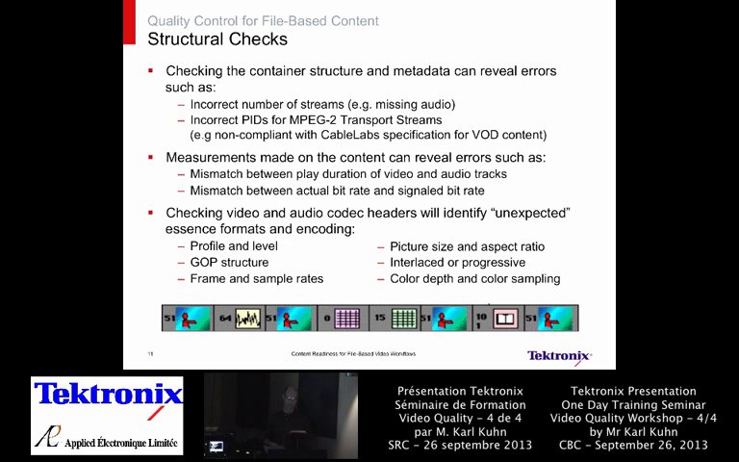Structural checks. As I said before, incorrect number of streams in a transport. Your audio and video is on the wrong PID according to what the customer requires. Mismatch between play duration for audio and video tracks. That's usually something wrong if you have that going on. Mismatch between the actual bit rate, what the customer is requiring, compared to what's actually being signaled. Your GOP structure, frame rates, it depends.